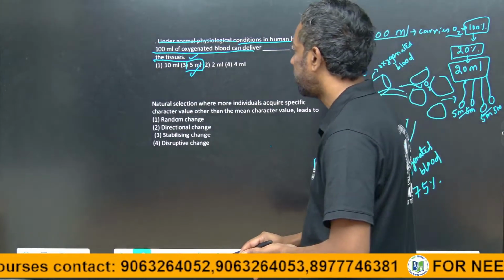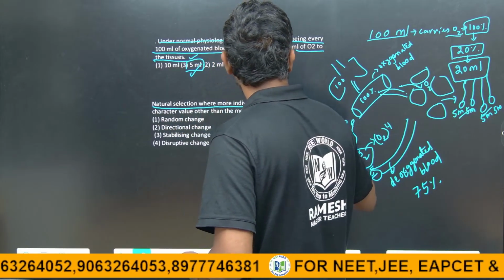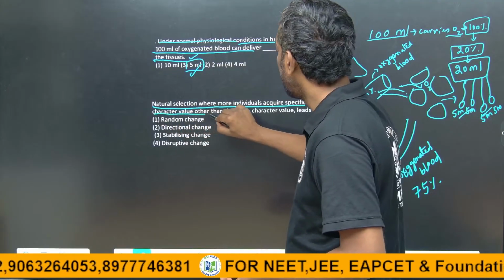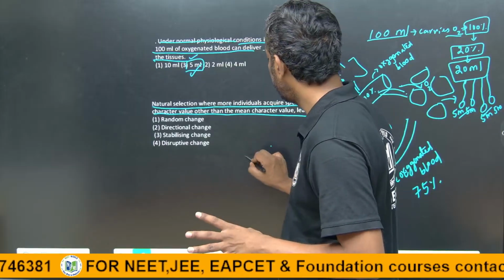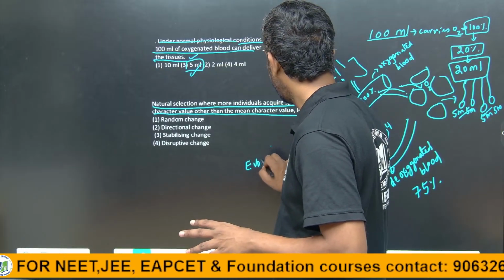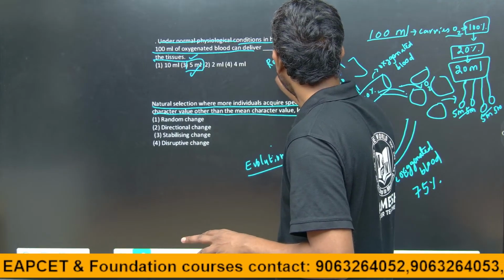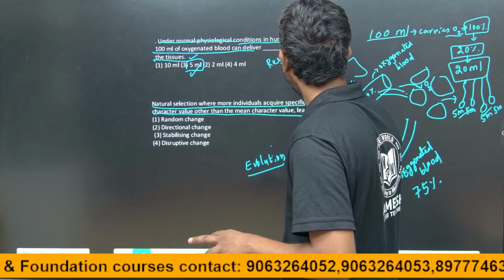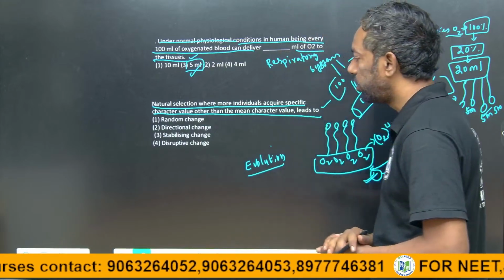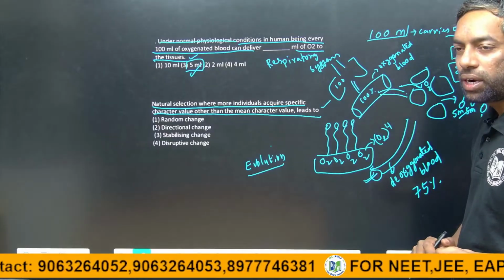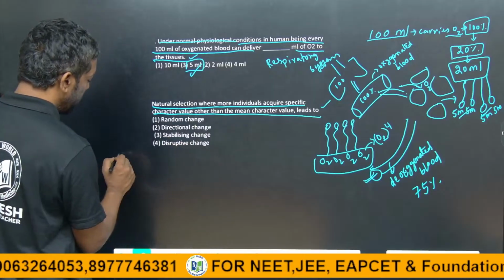Yes. Next question: natural selection where more individuals acquire a specific character value other than the mean character value leads to... Guys, this is the evolution question. The first question was the respiratory system question. This is an evolution question. Just look into this. It is the topic about natural selection, guys. Evolution, natural selection.